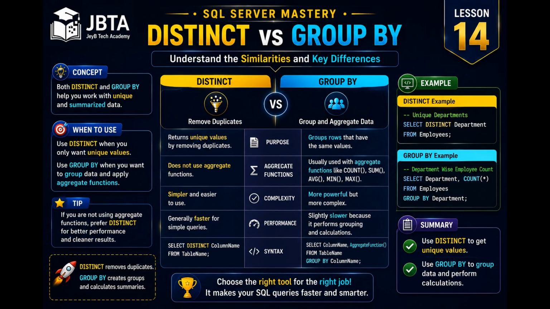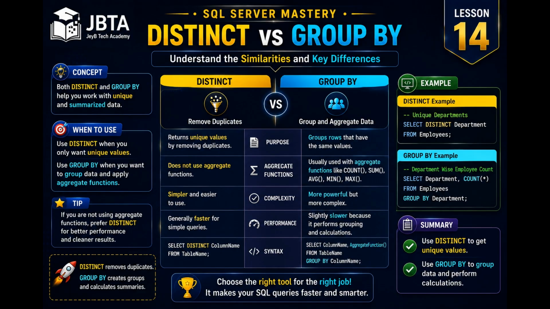Let's begin with the distinct clause. The distinct clause is used to remove duplicate values from the query result. It simply returns only the unique values from the selected columns. It does not perform any calculations. It only removes duplicate records from the output. Now let's look at the group by clause. The group by clause is used to group rows that have the same values. Once the rows are grouped, SQL Server allows us to perform calculations such as count, sum, AVG, min, and max on each group. Let's understand this with a simple example. Suppose your employees table contains employees from different departments.